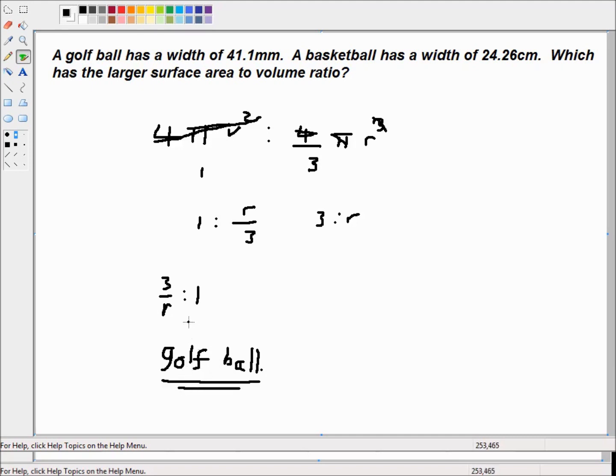In fact, this tendency for the surface area to volume ratio being inversely proportional to the radius, or to the linear measurement, is the reason why if you chop your vegetables up really small, they will cook a lot quicker. Or in chemistry, chemical reactions go faster if the particle size is smaller, because the surface area to volume ratio is much larger in very small things than they are in very large things.